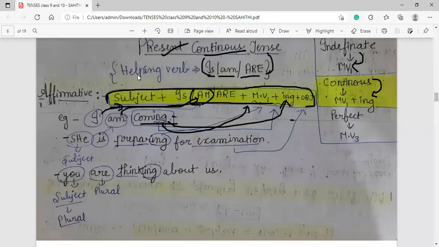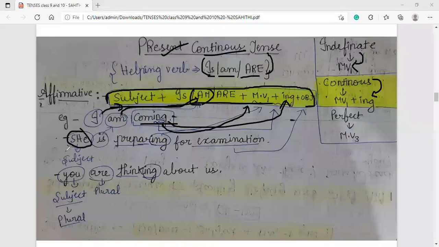Next is: she is preparing for examination. She is the subject. Is is the helping verb. Preparing, that is prepare, the main form, with ing added. Preparing for examination. For examination is our object.